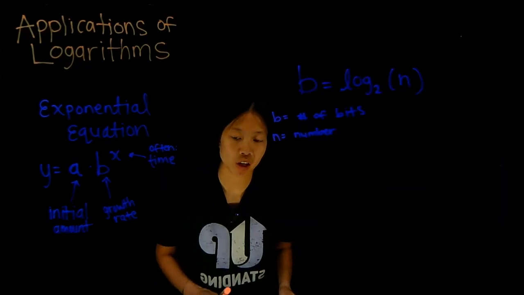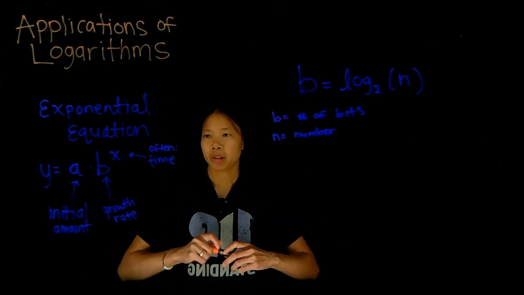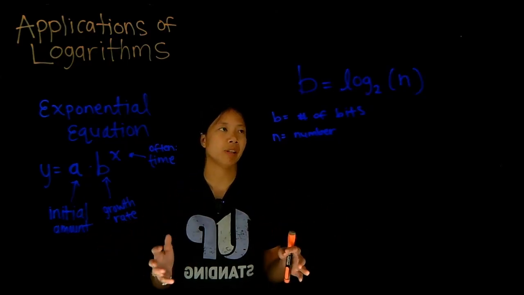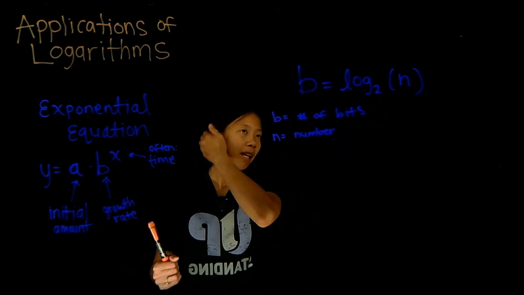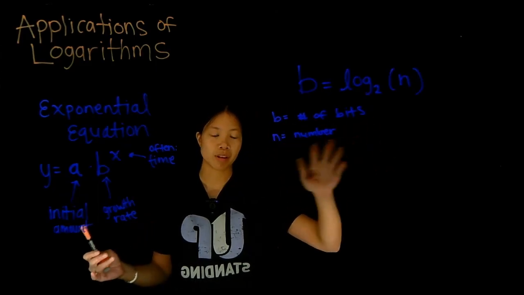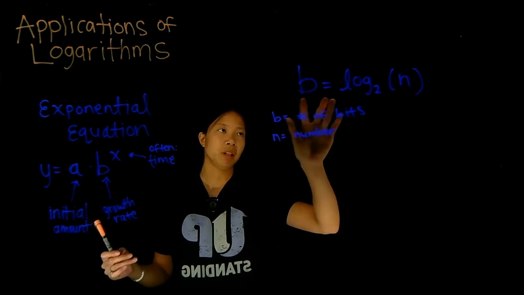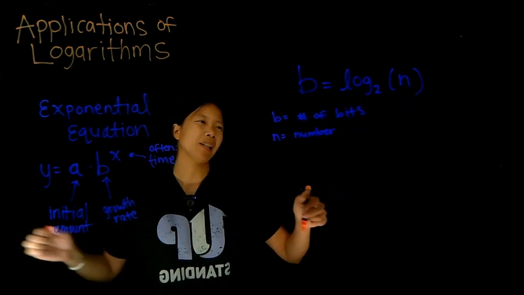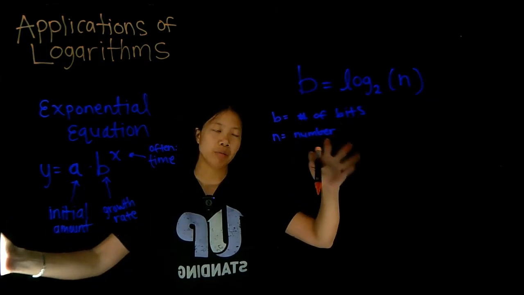One application of logarithms is with computers. We know that if we're encoding information that's in ones and zeros, that's working with base 2, and so the number of bits of information to encode some number can be represented with b equals log base 2 of n. So you might receive a question where it might ask you to find how many bits are needed to encode some number.